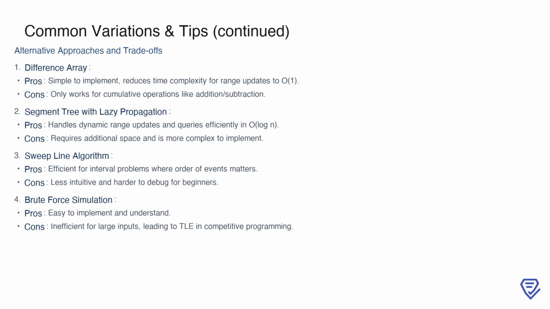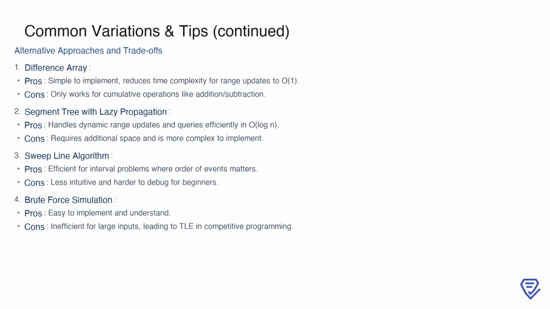There are several alternative approaches to solving problems like this, each with its own trade-offs. For example, the difference array is simple to implement and reduces the time complexity for range updates to O(1). However, it's limited to cumulative operations like addition or subtraction. A segment tree with lazy propagation, on the other hand, is highly efficient for dynamic range updates and queries, operating in O(log n). The downside is that it requires additional space and is more complex to implement.